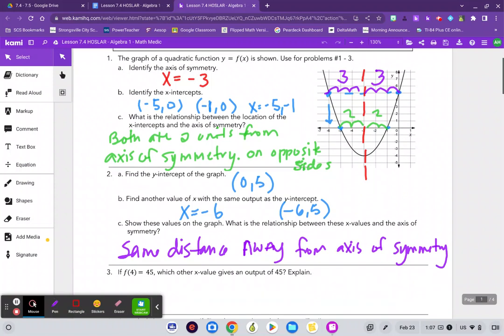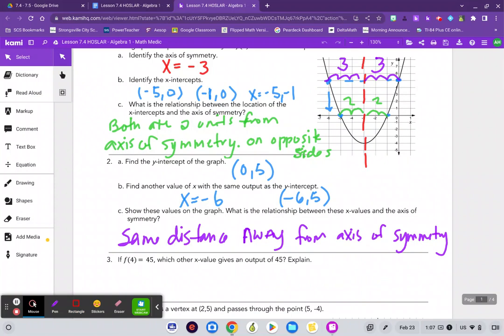Question 3 says, if f of 4 equals 45, which other x value gives an output of 45? Well, let's see. I don't even have 4 on my graph, right? f of 4 means that 4 is an x value. If I have an x value of 4 and the output's 45, there should be a point on the other side of my axis of symmetry that's going to match that. Somewhere over on this side would be an x value that has the same output.